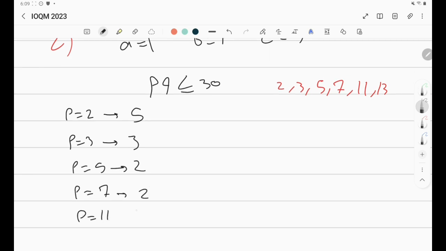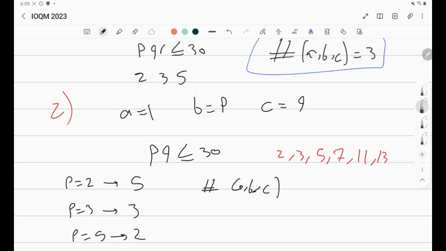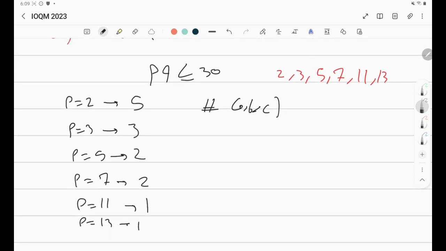But if P is 11, then you can just pick 2, so it's 1. You cannot pick 3. So if P also is 13, then you can just pick 1. So in total, A, B, C. Of course here P and Q, like you can just count the number of P and Q. It will work. So let's just add that.